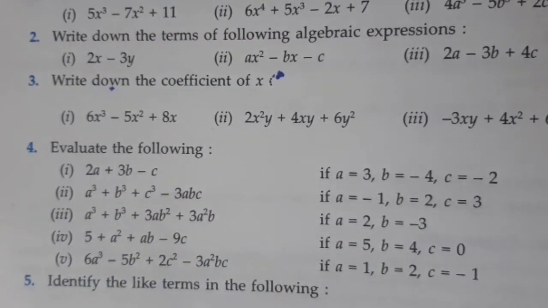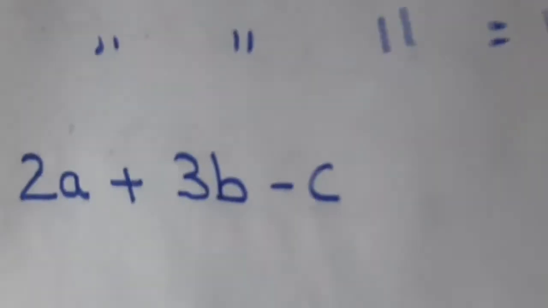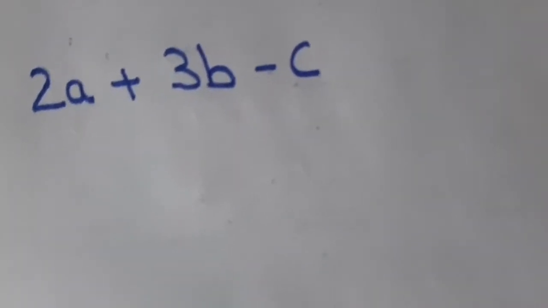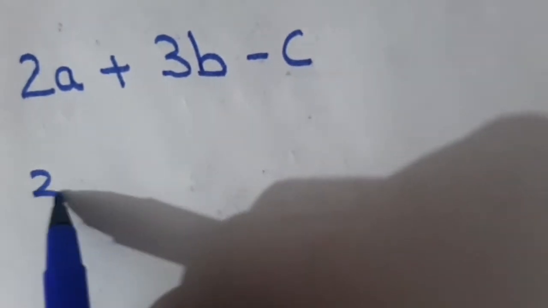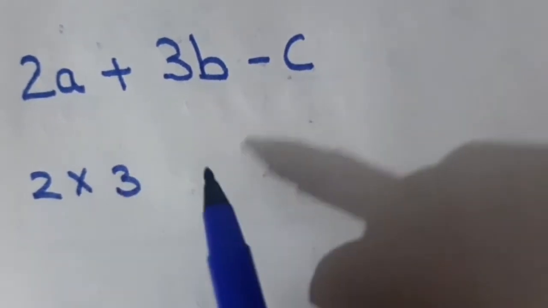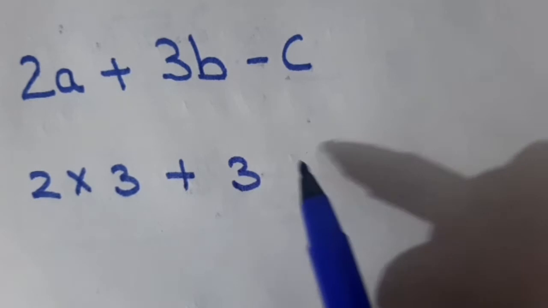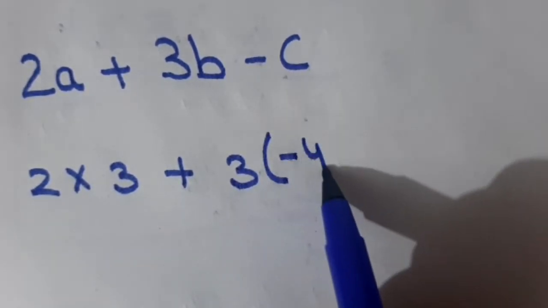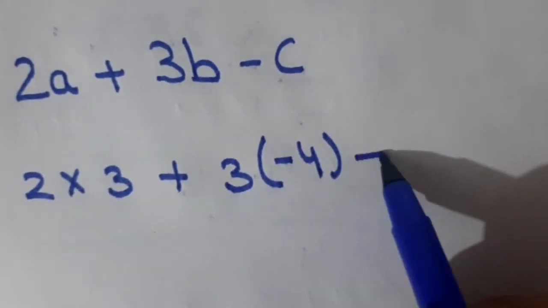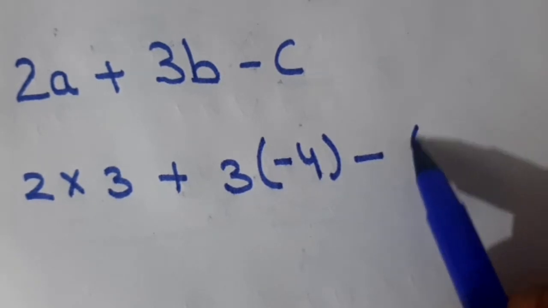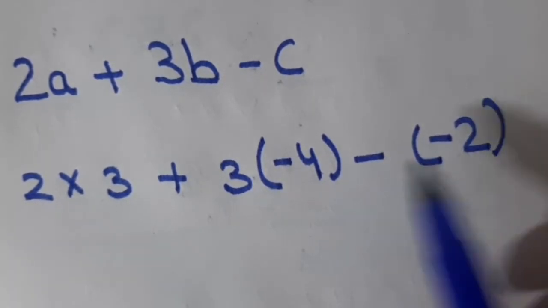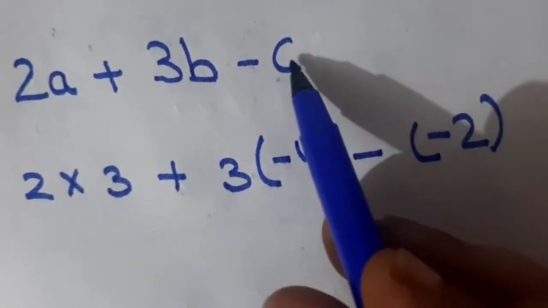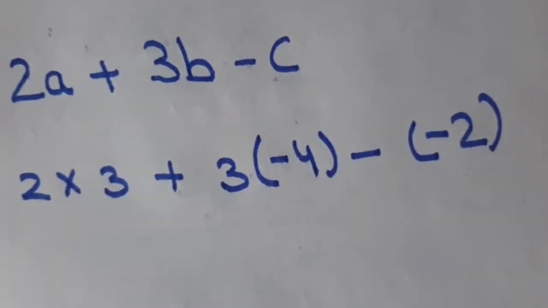Now I'll solve this. It is 2 into a, that is 2 into 3, plus 3 into minus 4. The value of b is minus 4, so I'll write 3 into minus 4. Minus c. The value of c is minus 2. This minus is for this minus, and here the value of c is minus 2.